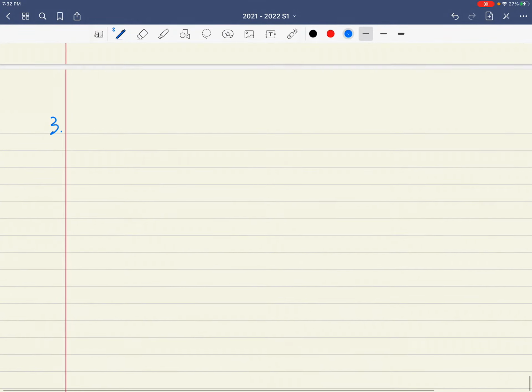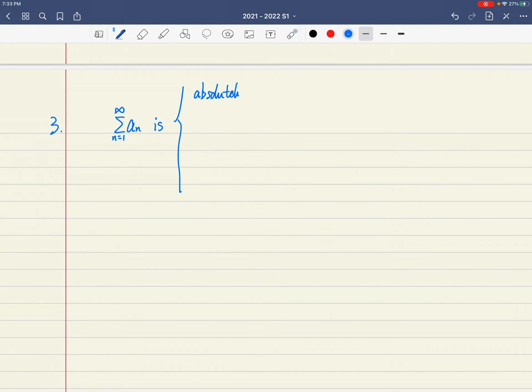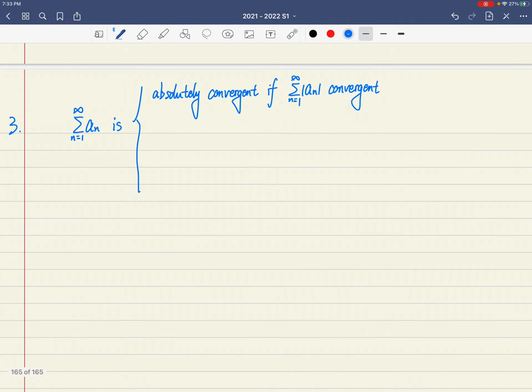Okay, problem 3. Decide whether the series is absolutely convergent or not. We say a series is absolutely convergent if both its absolute series and itself are convergent. So if the absolute series is convergent, and itself, it's also convergent.